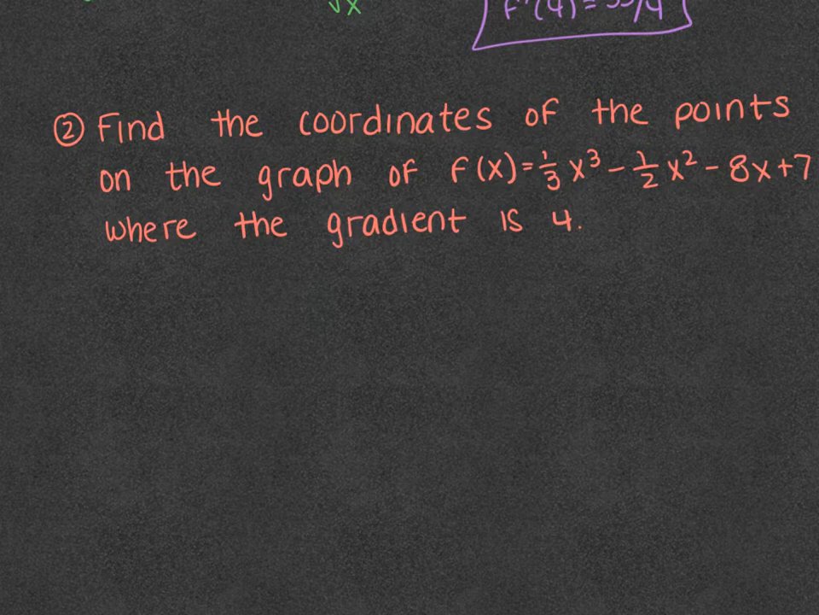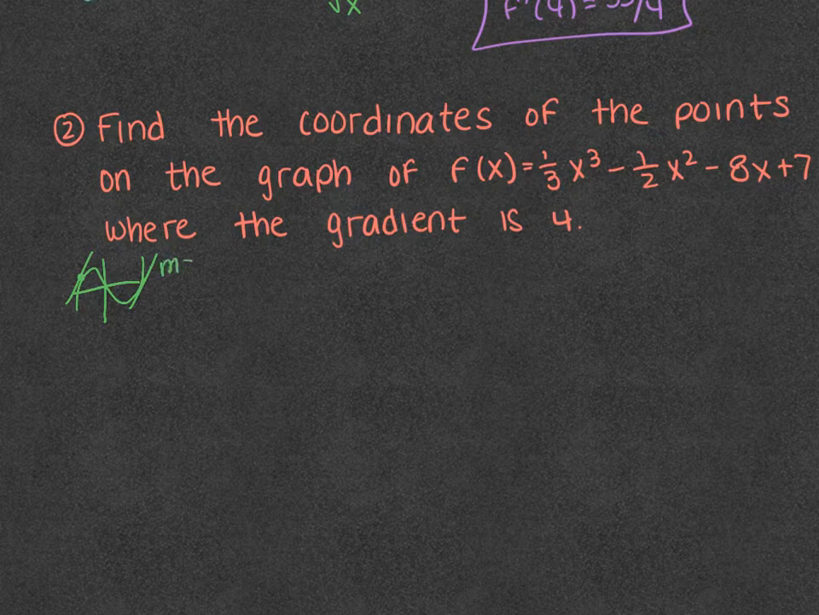All right, let's do the next one. For this one, find the coordinates of the point on the graph where the gradient is 4. Whatever this function is, we're trying to find where we have gradients of tangent lines that equal 4. Again, when we see gradient, we're going to be taking the derivative. So let's find the derivative.